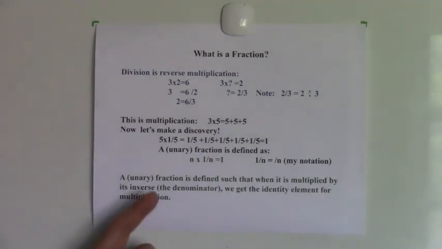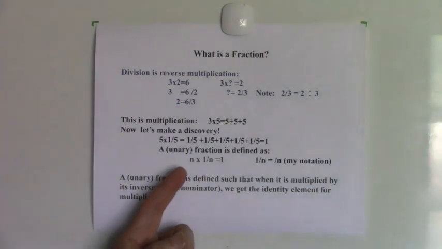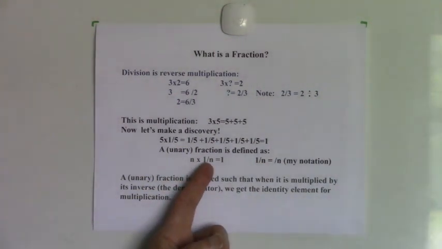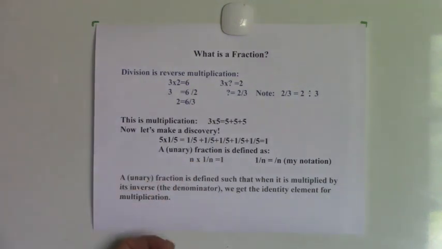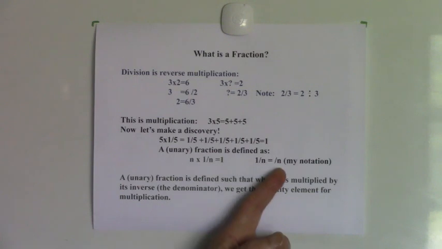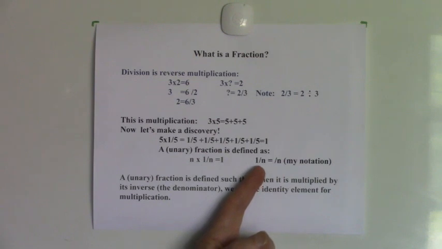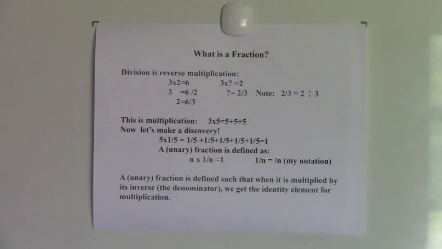And now we're ready to define a fraction, or what I call a unary fraction. It is that when a fraction, denoted by this symbol, is multiplied by the number in the denominator, it will give us 1. So when a fraction is multiplied by the inverse, it will give us the unary number for multiplication. I have also invented my own notation because when I've worked with negative numbers, I found that you put a minus sign. So I've decided to just leave the 1 off and use the slash as the fraction. So now, a unary fraction is defined such that when it is multiplied by its inverse, the denominator, we get the identity element for multiplication.